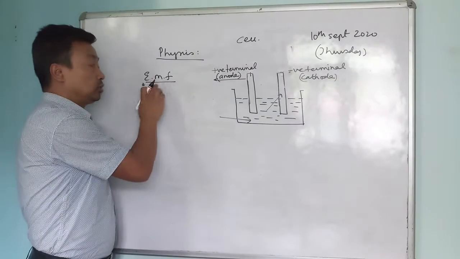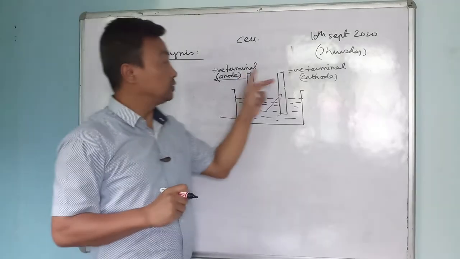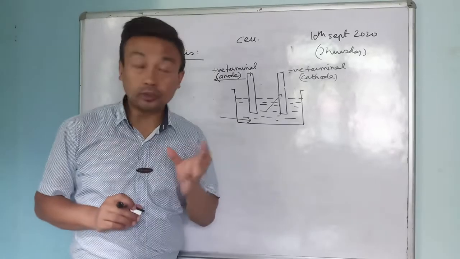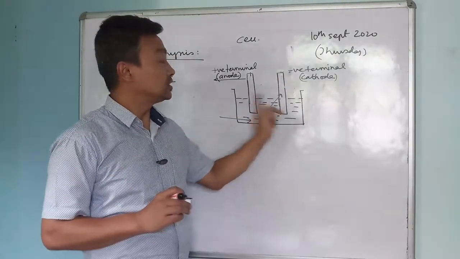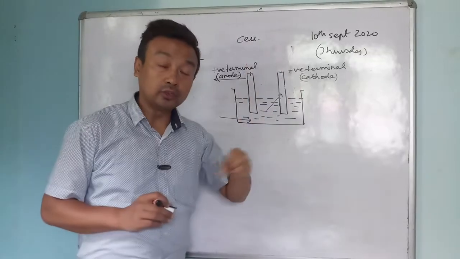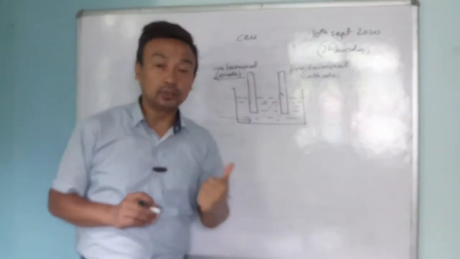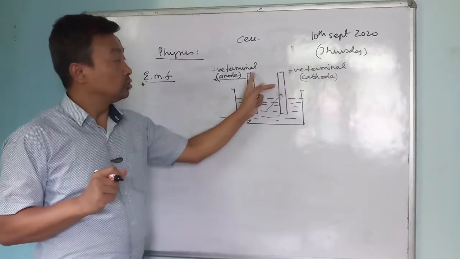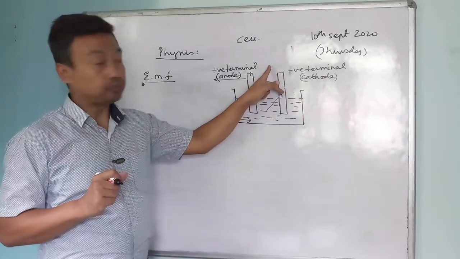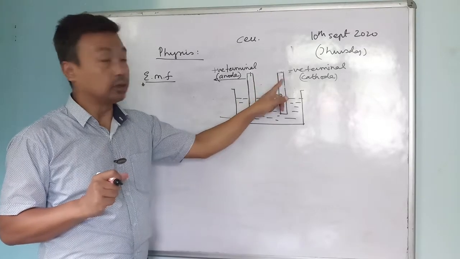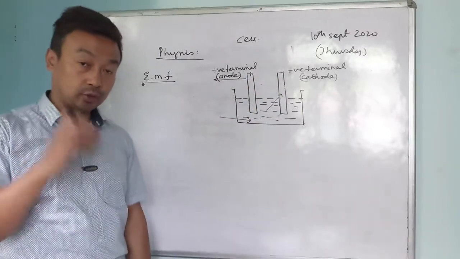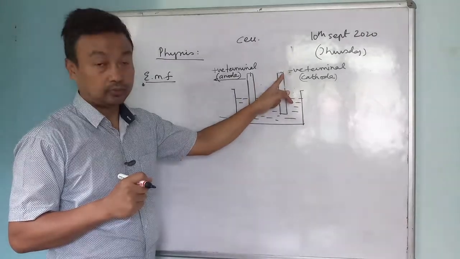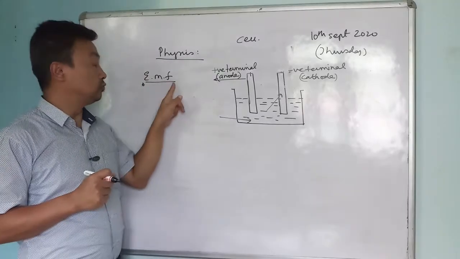So electromotive force is defined as the potential difference across, or between, the terminals of the cell when no current is drawn from the cell. That means when the cell is in open circuit. Open circuit means disconnected. No electrons, that means no current, is coming out from the cell. Electrons are not moving here, but there is a difference of potential. So that potential difference between the terminals of the cell is called the electromotive force.